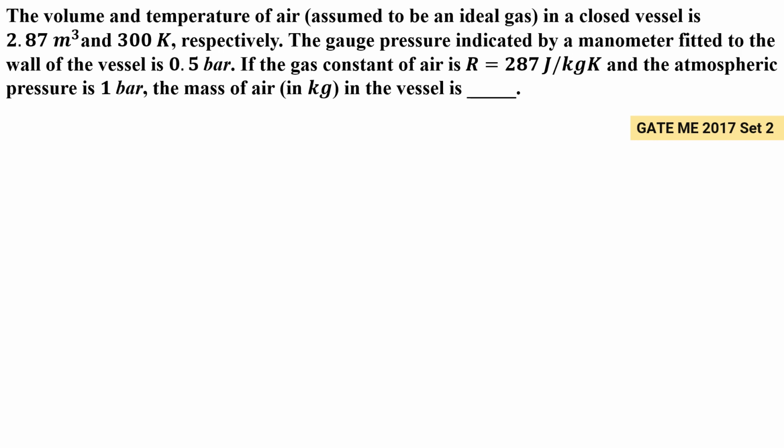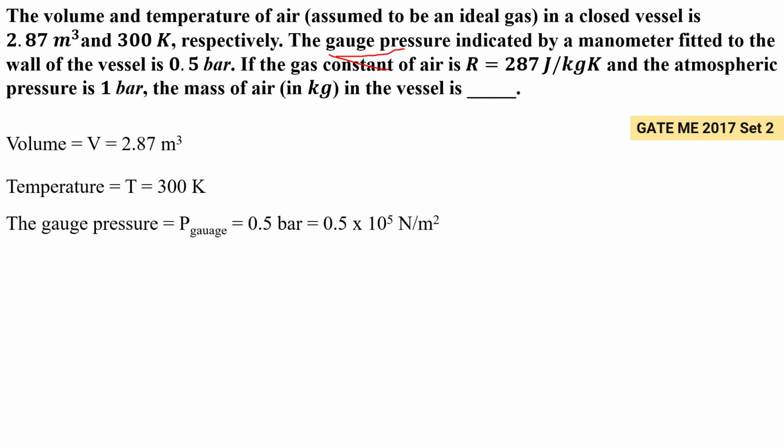So first write down the given data. Volume and temperature of the air are given. Let's consider volume V equal to 2.87 meter cube and temperature capital T equal to 300 Kelvin. And gas pressure is indicated by the manometer, which is equal to 0.5 bar. So remember, here the gas pressure is given. So let's consider gas pressure P gas equal to 0.5 bar. We know 1 bar equals 10 to the power 5 Newton per meter square. Then P gas equals 0.5 into 10 to the power 5 Newton per meter square.